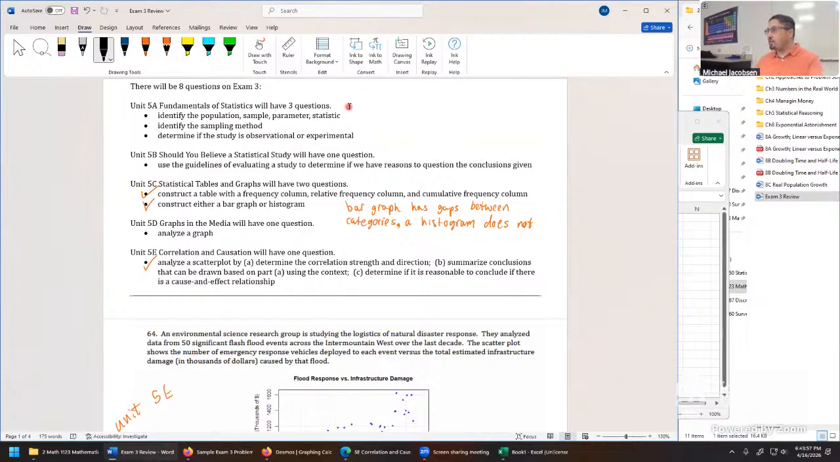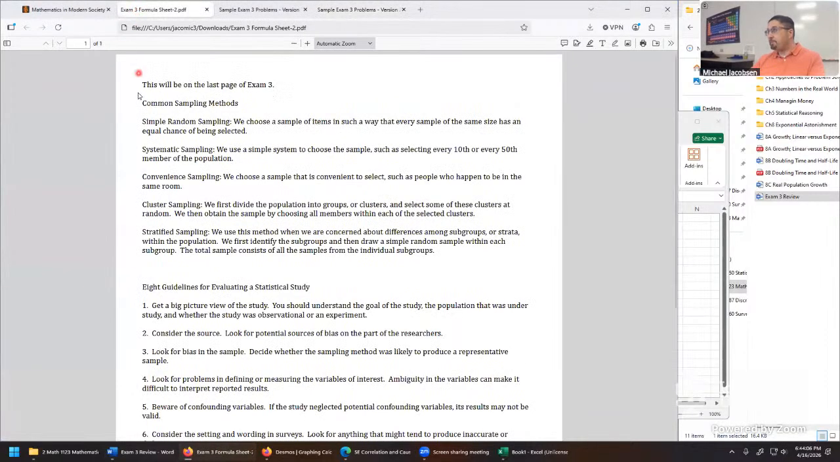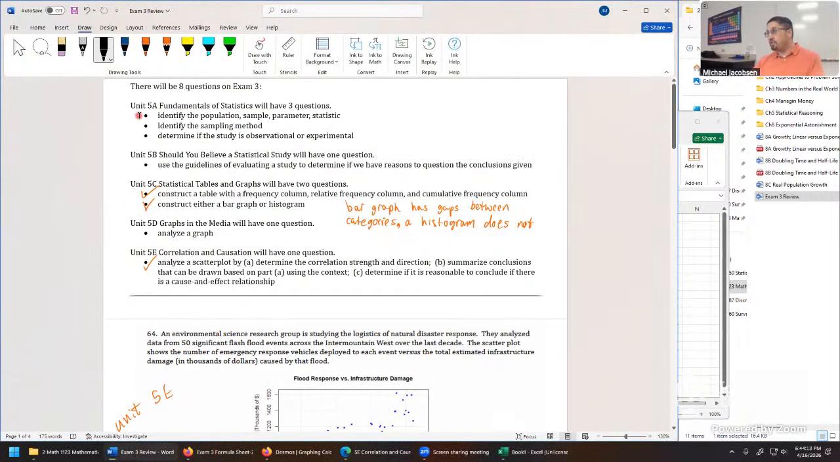Now, as far as 5A goes, some of these are trickier than others, so I think identifying the sampling method is probably not too bad. Sampling methods are given on this sheet right here, so that helps out a lot for exam 3. But that means the first bullet, the first question on the exam, might actually be the trickier one. We have to identify 4 different characteristics based on a context: population, sample, parameter, and statistic. So as far as 5A goes, I have the feeling that that could be the trickier question. Let's give that one a look.